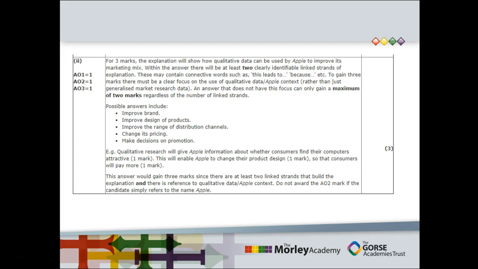But it's about answering the question. In this case, they referenced qualitative at the beginning. They talked about products that Apple sold, and then they talk about customers paying more. For me, there needs to be something in the answer that's got context in it. And it says here, do not award if it just refers to Apple. There has to be some reference to qualitative data or the Apple context, and in this case there was a reference to the qualitative data here. I would have also tried to make sure that if you're talking about a business, you mention what they sell, so that the customers will pay more for telephones, and then you're guaranteed to pick up the context mark.